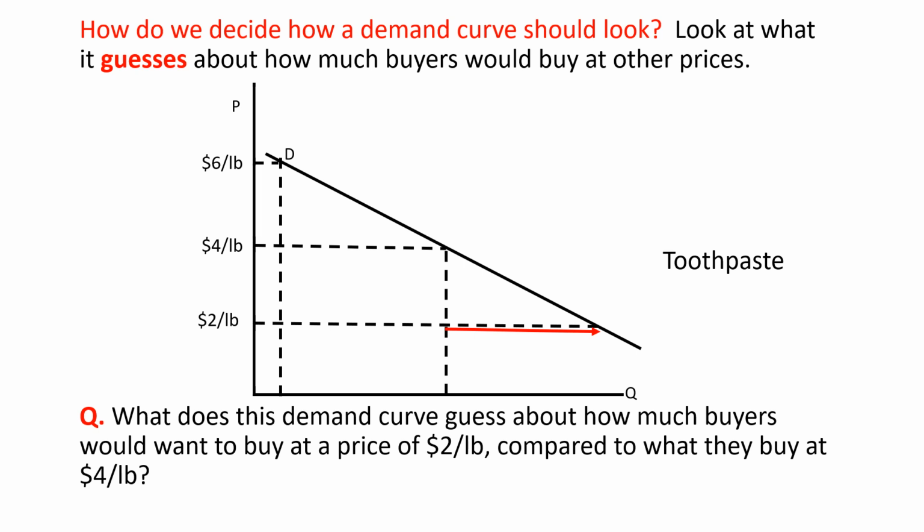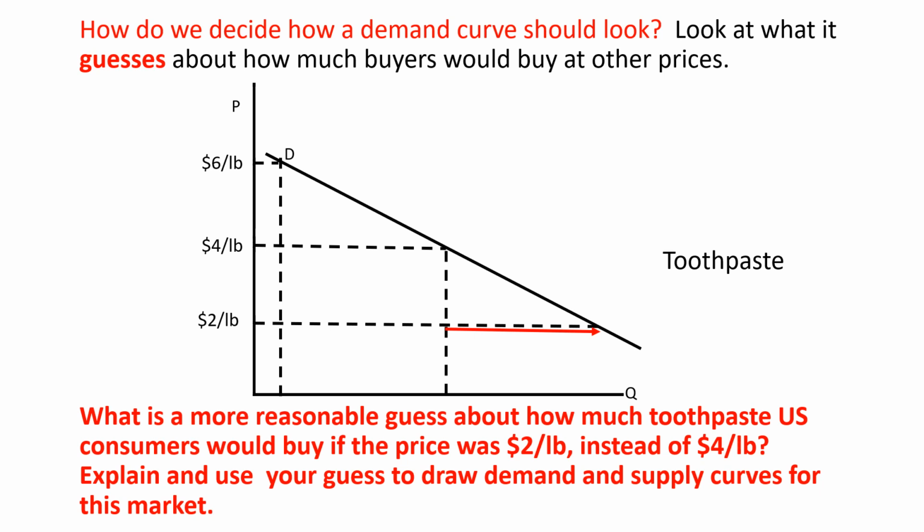Here's another quiz question. What does this demand curve guess about how much the buyers would want to buy if the price was only $2 a pound compared to what they do buy at $4 a pound? Is it less, 40% less, or the same, or 10% more, 40% more, 70% more? You can tell by looking at the graph. The amount more that they would buy is represented by this red arrow.